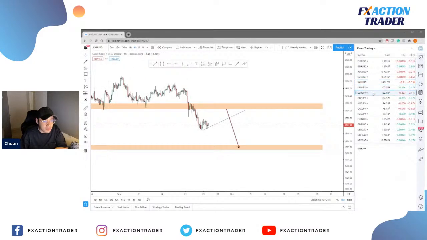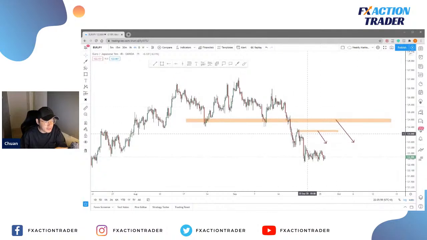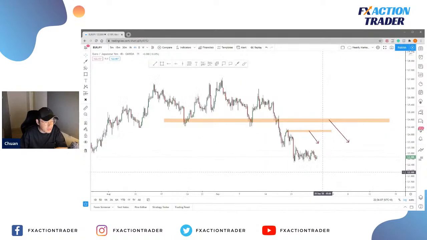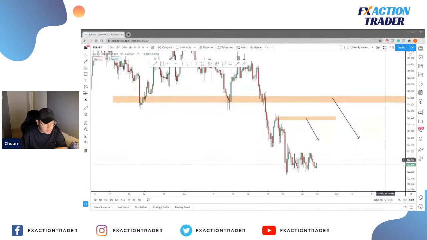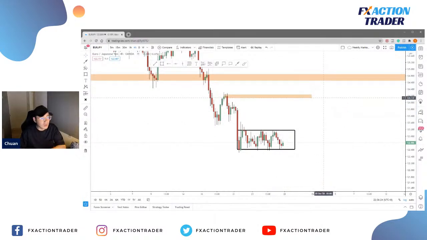For Euro Yen, last week I was expecting the market to retest here, or to retest the previous top or the previous resistance zone, but the market did not retest and just went down. But on this H4 chart, what we can see is that the market has become sideways, or I can say this is a consolidation. Whenever we have this kind of market movement, there are only two outcomes.